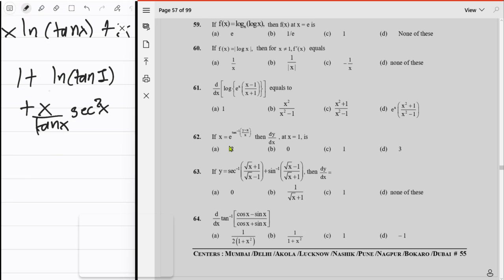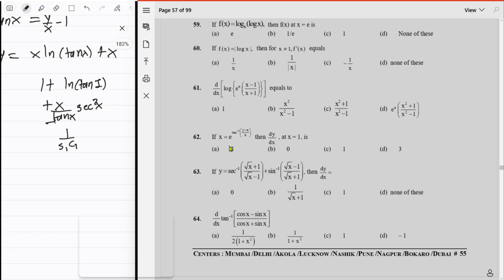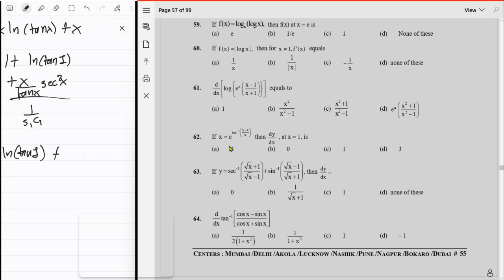Right, and when you put x equal to 1, secant square of 1 is sine square upon cosine square, and then you got sine upon cosine or something like that. Come on, seriously. Just 1 upon cosine square, s upon c, this cancels, 1 upon sc, right? So just 1 upon sine of 1 cosine of 1. That's what this term is. So just 1 plus natural log of tan of 1 plus 1 upon sine of 1 and then cosine of 1.